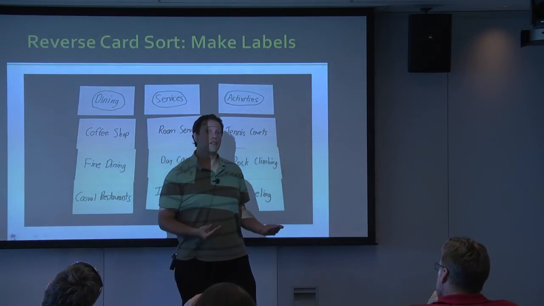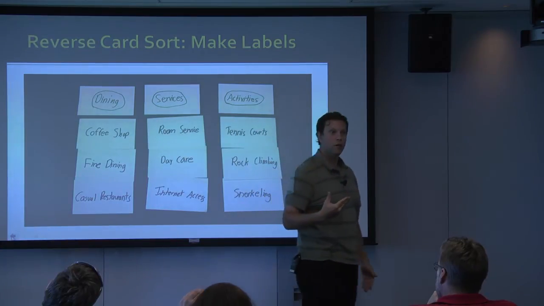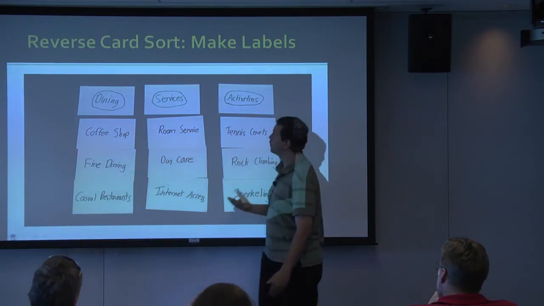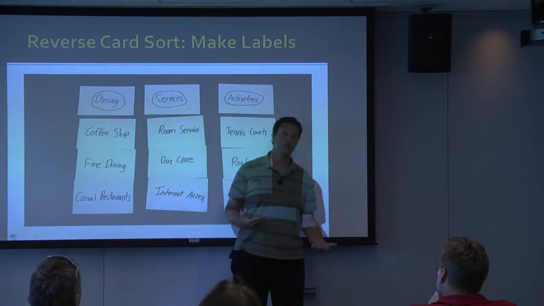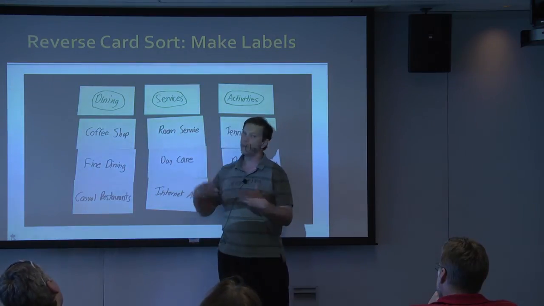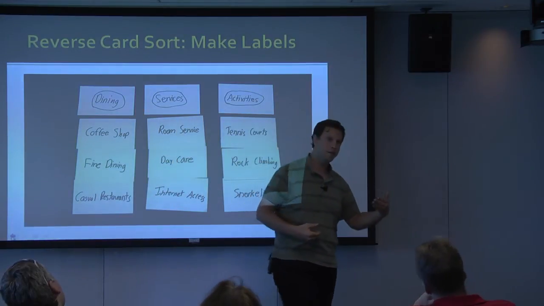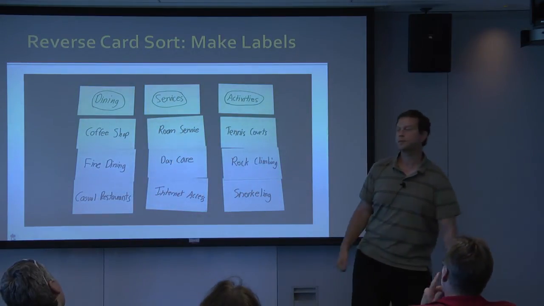You ask them questions. Why didn't you know where this card went? And then you figure out if you have overlapping categories or orphan content, and you figure out a solution. Maybe you group your cards a little differently. Maybe you come up with a different label that's more specific so they don't overlap.